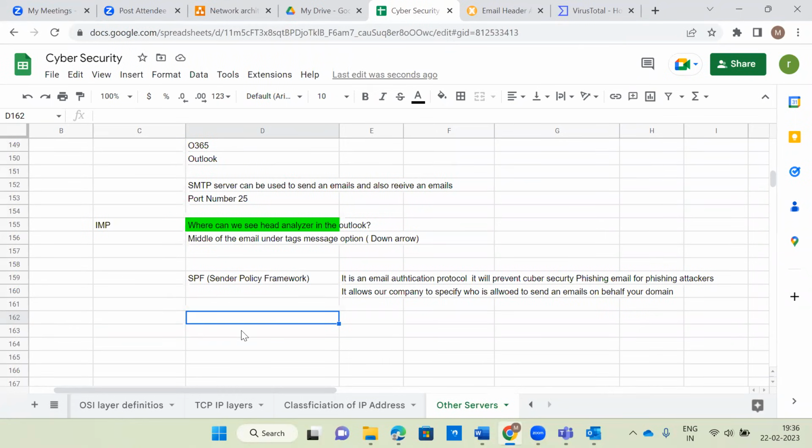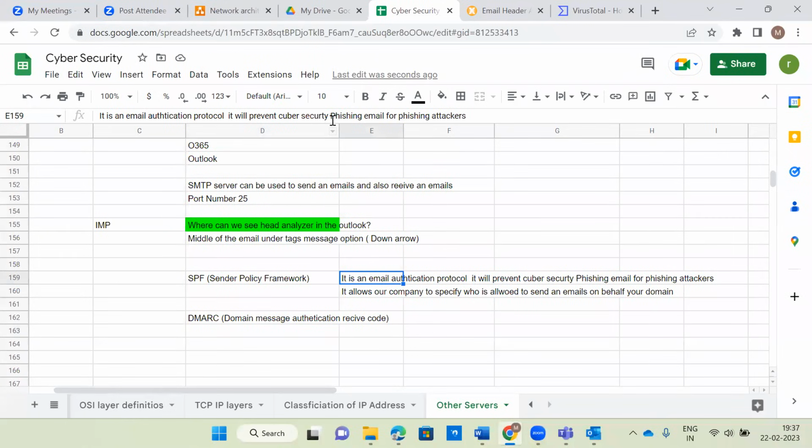Next one is DMARC. The full form is Domain Message Authentication Reporting and Conformance. It is an email authentication method, so it authenticates email.